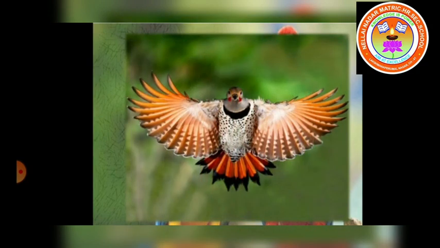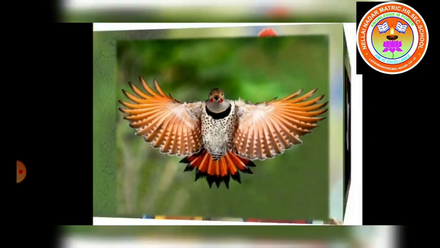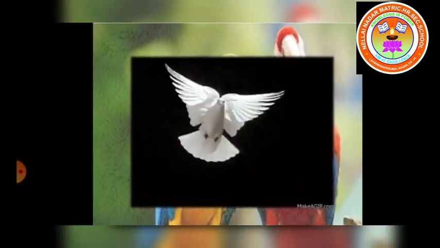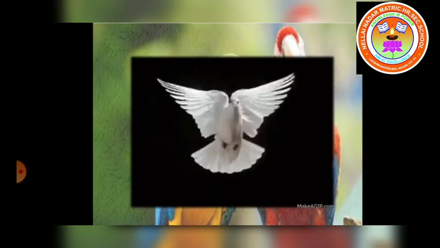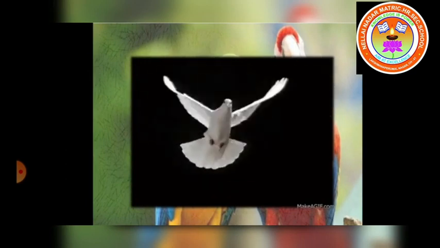The body is covered with feathers. Forelimbs are modified into wings. So they are meant for flying. So forelimbs are modified into wings for flight.